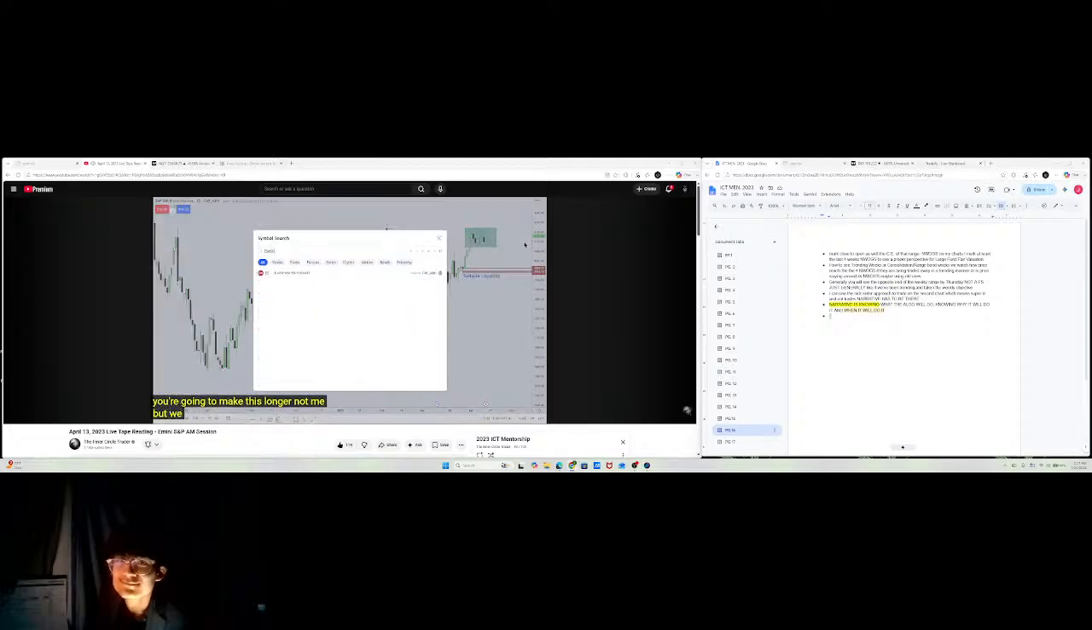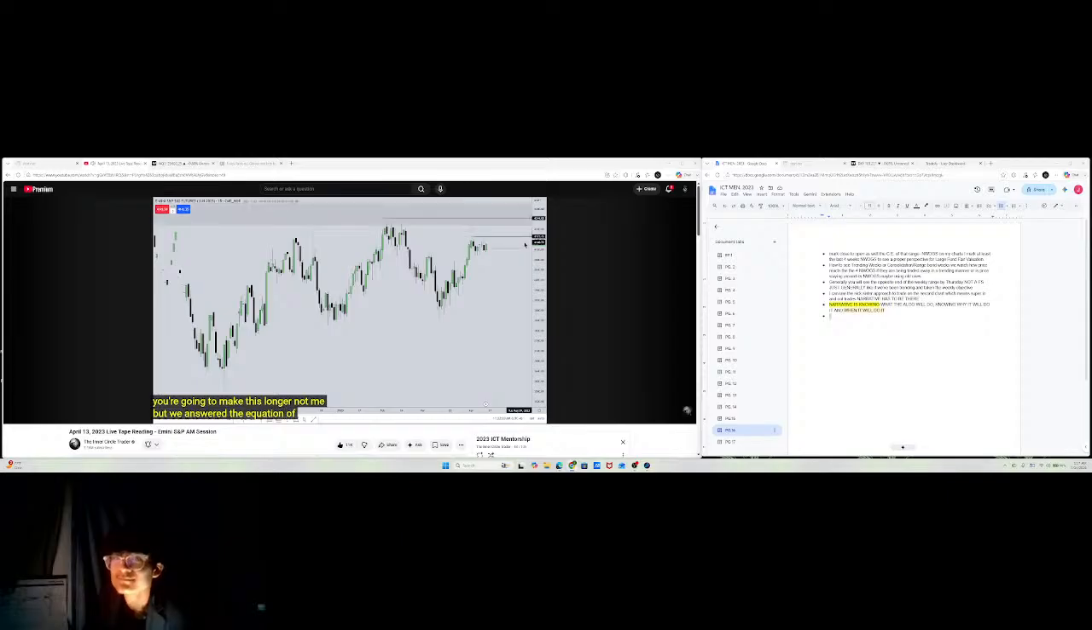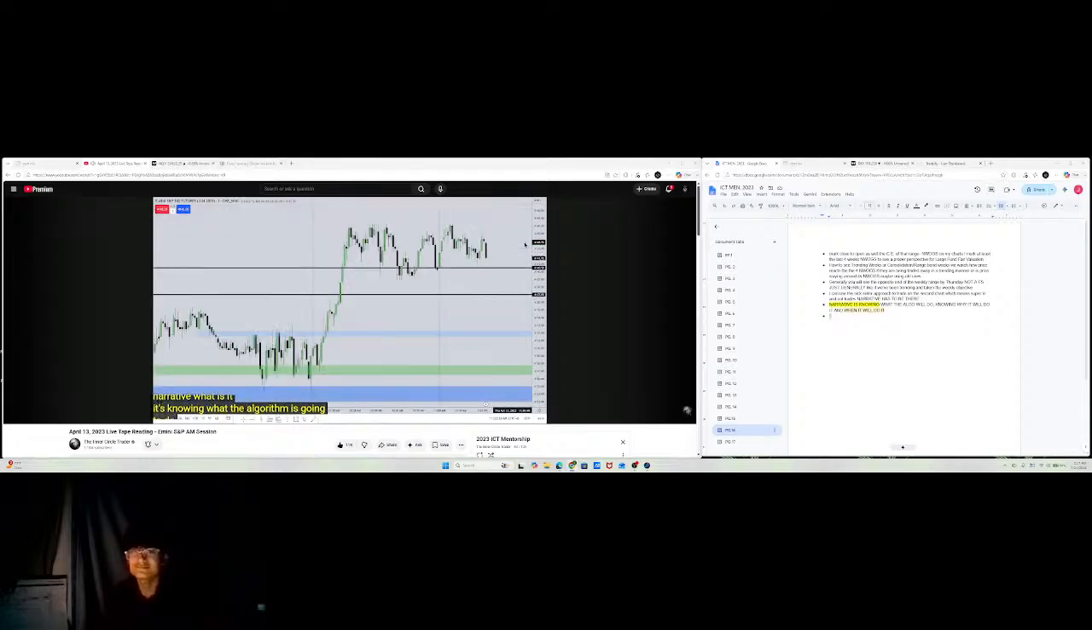But we answered the equation of narrative. What is it? It's knowing what the algorithm is going to do next, why it should do it. There's no need for it to go down here below these relative equal lows when we're going up against bullishness.